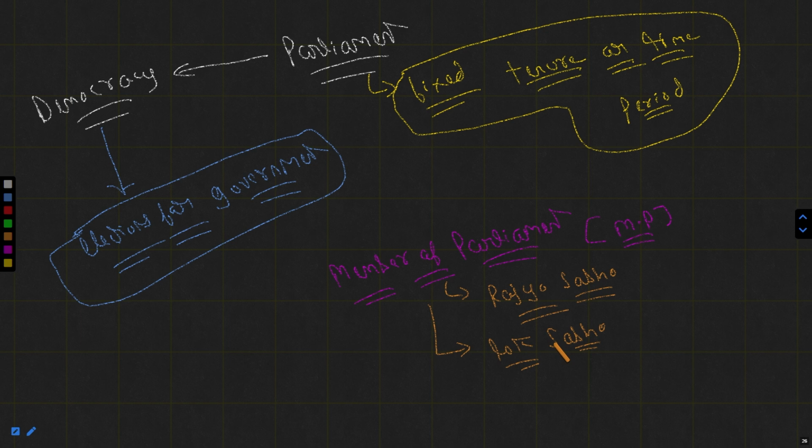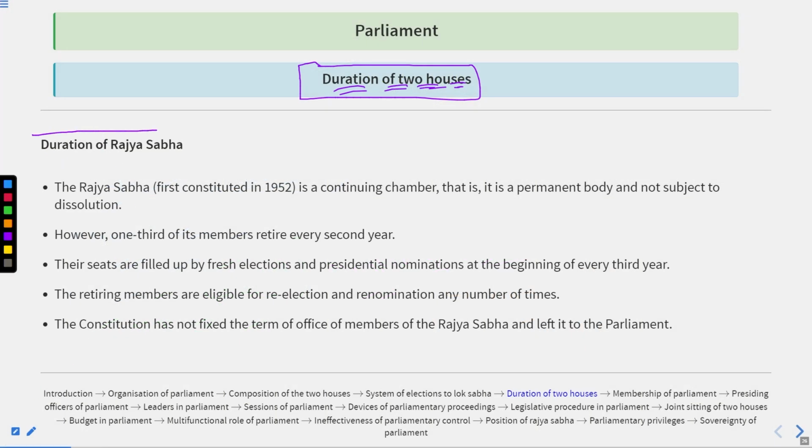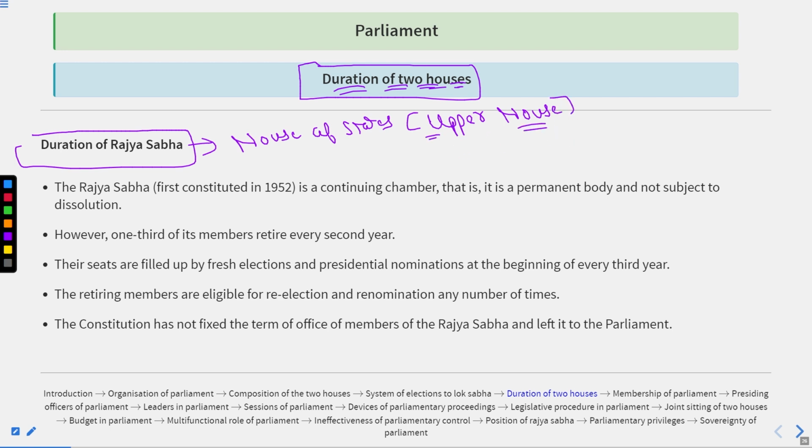Okay, and this is known as the duration of houses. That's what we are going to see here. All right. So if we talk about the first one, duration of Rajya Sabha, House of States, or the upper house.